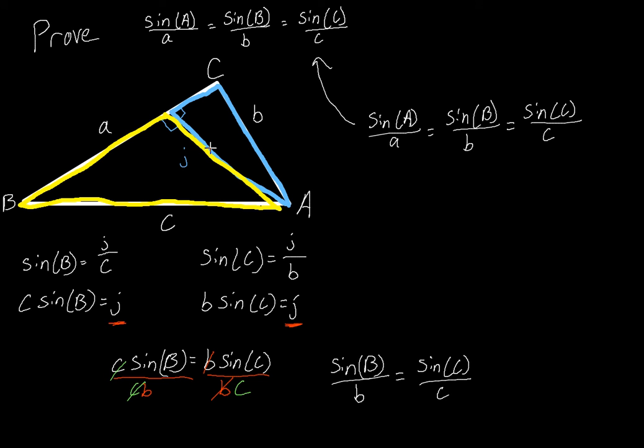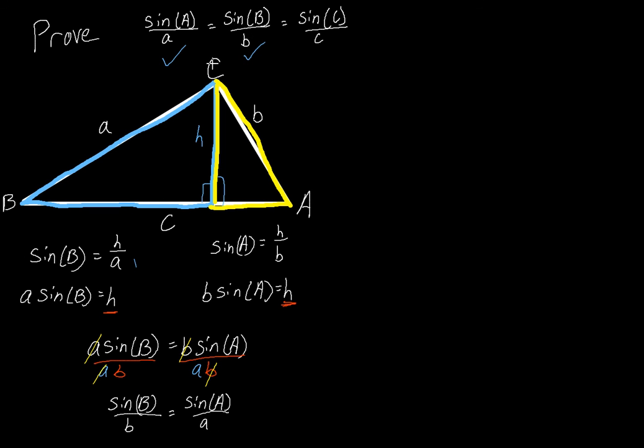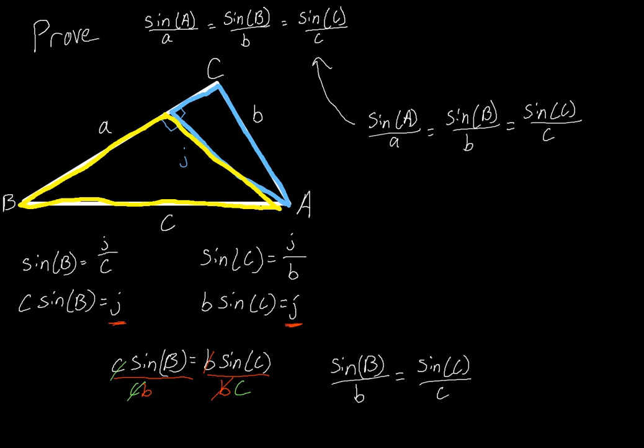Split it into two separate triangles by drawing an altitude from one angle to its opposite side, and then on another one you draw an altitude from another angle to its opposite side, and using that sine trig function on these new right triangles, you're able to set them equal to each other and discover the law of sines is in fact true.